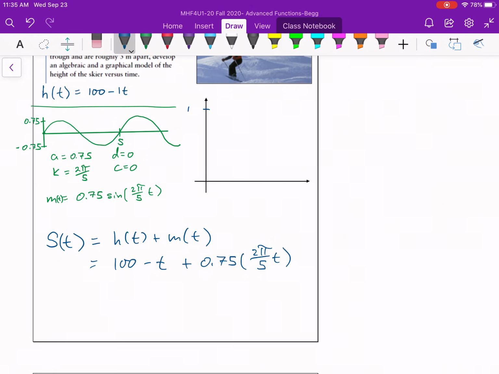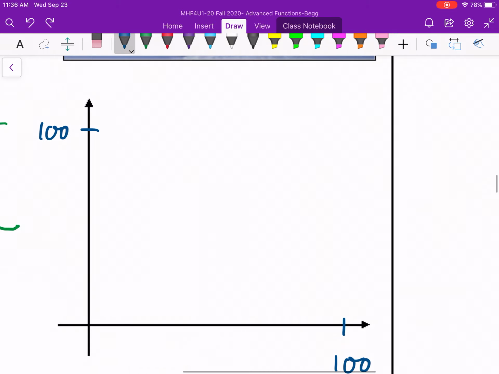So we start at 100 meters high, and since it's got a constant slope down, it's going to end up 100 meters out, and it's going to be a, well, I am a terrible artist, aren't I? It's going to go like this, kind of. Fantastic.